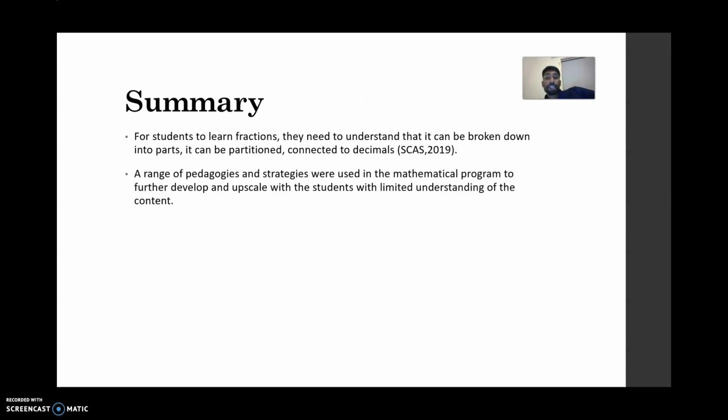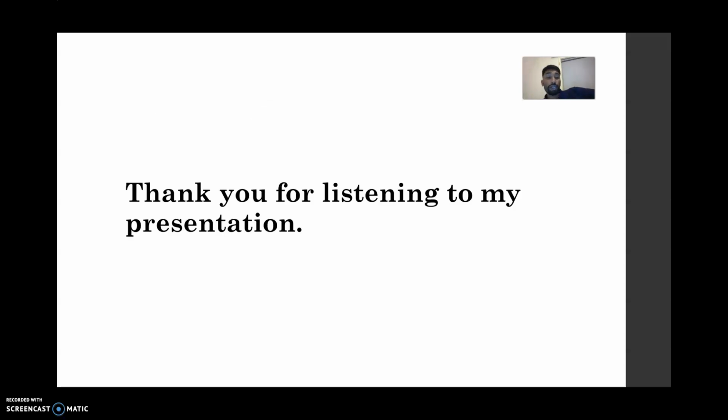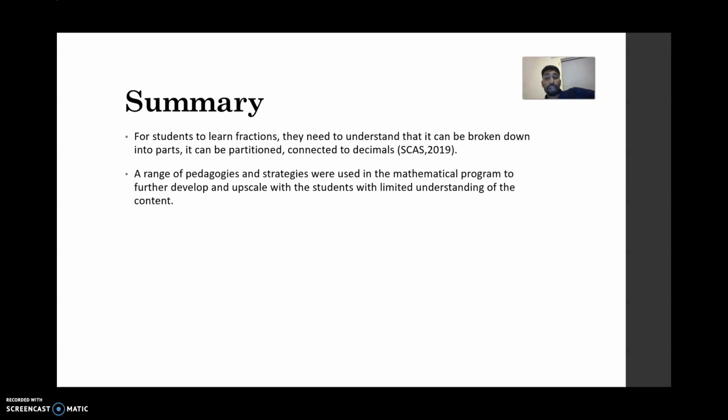Summary. For students to learn fractions, they need to understand that it can be broken down into parts. It can be partitioned and connected to decimals, which is next year's content descriptor. A range of pedagogies and strategies were used in this mathematical program to further develop and upskill the students that were lagging with limited understanding of content.